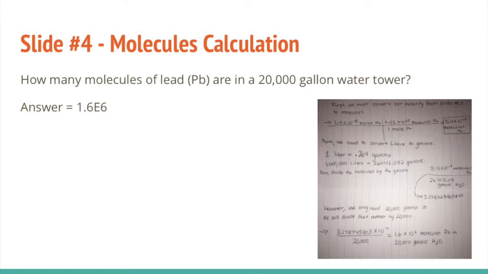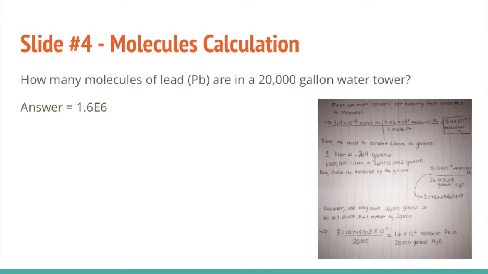For slide 4, molecules calculation, how many molecules of lead are in a 20,000 gallon water tower? So to find this out, we first must convert our molarity from slide number 3 to molecules using dimensional analysis, which then gives us 8.4 times 10 to the 15th molecules of lead.